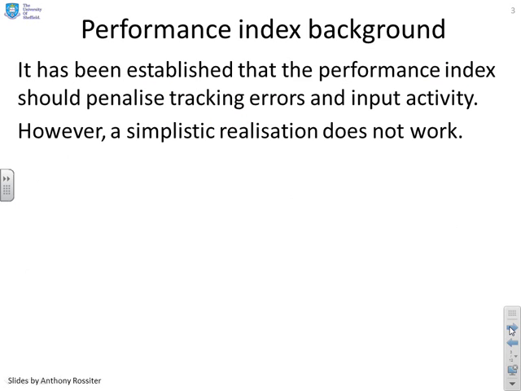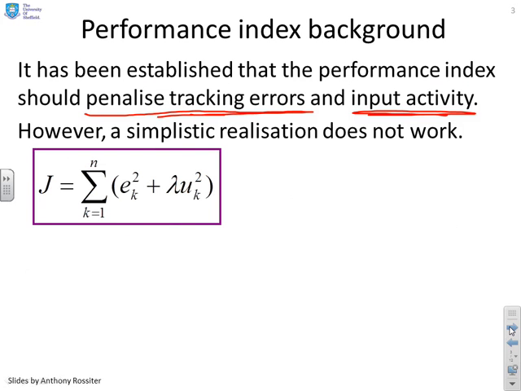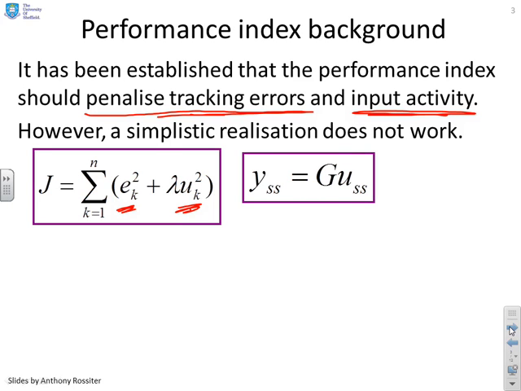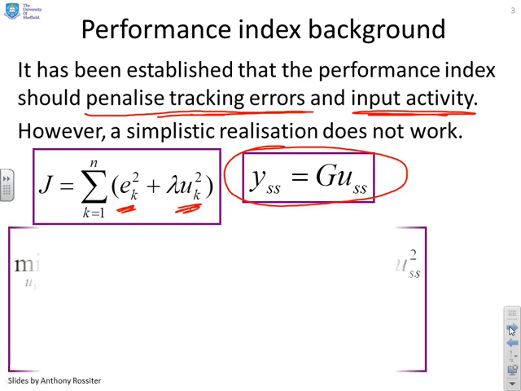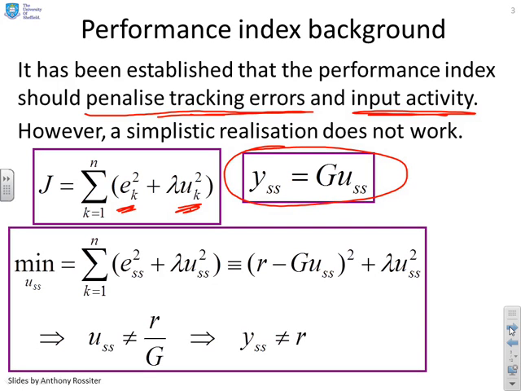Now, we've shown that the performance index should logically penalize tracking errors and input activity, because what you want is for the tracking errors to go to 0 and the input activity to be small. But a simplistic realization of this does not work. So if you just use a J, which is a sum of tracking errors and input activity, as we've shown there, and you note that in the steady state you have a constraint something like this: y steady state is the steady state gain g times u steady state. If you plug in the steady state values to this performance index, you end up demonstrating an inconsistency.